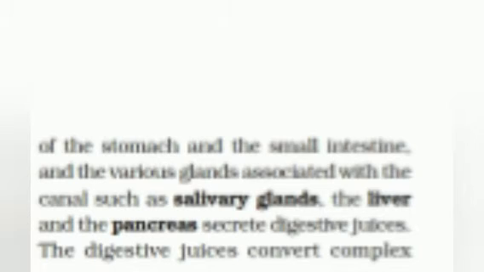See, the inner wall of stomach and the small intestine and the various glands which are associated with the canal, such as salivary gland, the liver and the pancreas, they secrete digestive juices, and those juices convert complex substances into simple ones. So these all are helping in the process of digestion.